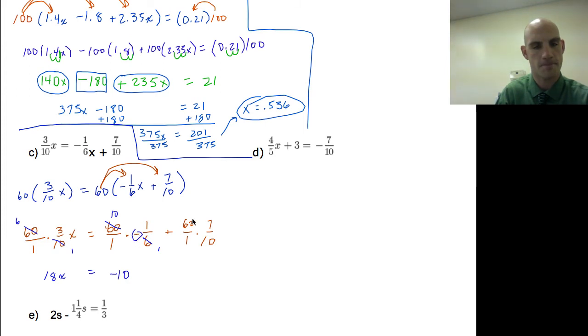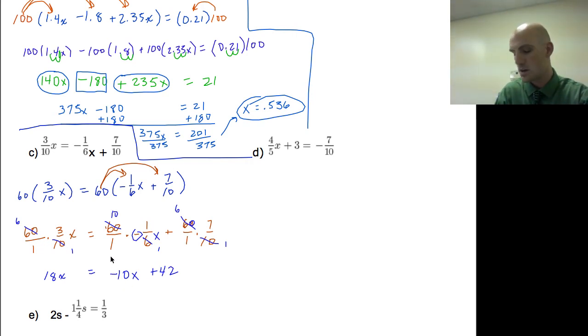Got to keep my negative sign. And over here, don't forget that's 60. 10 goes into 60 6 times, goes into 10 once. So I have 6 times 7. And I think I forgot my x in here. Yeah, so this is negative 10x, sorry about that, plus 42. Let's keep track of what we're doing here. All I did was multiply each of the elements in this expression by that 60. And so now I have an equation that is 18x equals negative 10x plus 42.